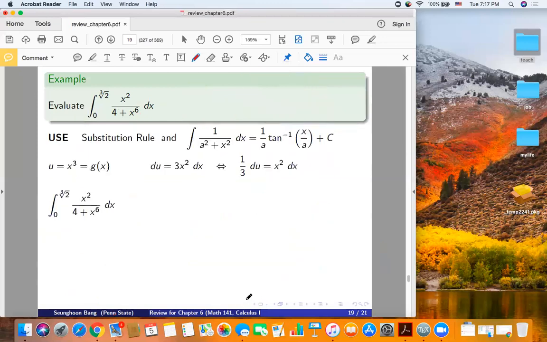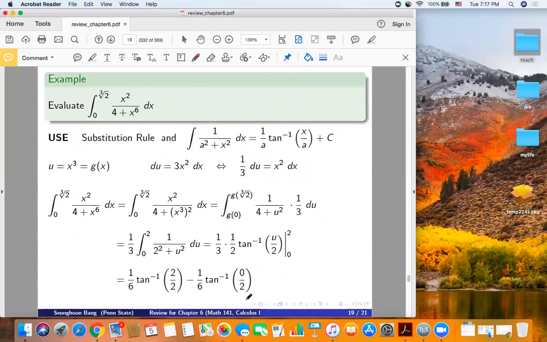So I can show it to you like this. Next, what is inverse tangent of 2 over 2? That is inverse tangent of 1. Do you know what inverse tangent of 1 is? Yes, pi over 4. Because we don't know this angle theta, you have to use the definition: 1 equals tangent of theta. Which angle has tangent 1? Just pi over 4.